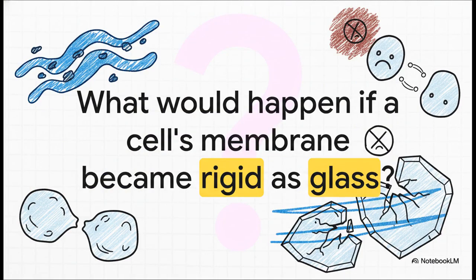Which leads us to one final, really critical question. We've seen just how essential this flexibility is, so think about it. What would happen to a cell if its membrane suddenly lost that balance and became as rigid as a sheet of glass? Well, it couldn't move, it couldn't divide, it couldn't send or receive signals. It would, for all intents and purposes, cease to be alive. That delicate fluidity isn't just a nice-to-have feature, it's the very definition of a living boundary.